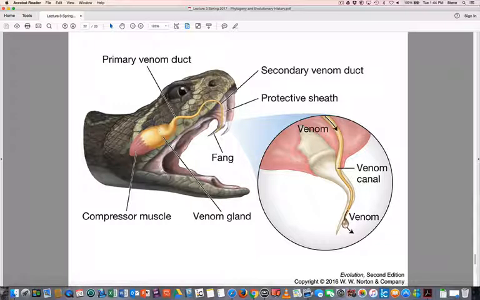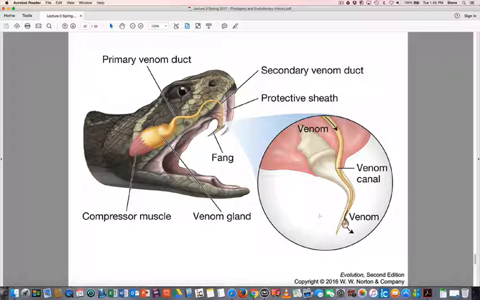Okay, the last thing, and this will be the focus of the iClicker question, is to look at this rather amazing group of advanced venom delivery systems. This is an example from a viper. Viperids are notorious for their advanced delivery systems: a compressor muscle compresses a venom gland, which then delivers the toxic venom from a primary venom duct through a secondary venom duct, through a special protective sheath, and then through the tooth, through the fang, and then the venom is released.